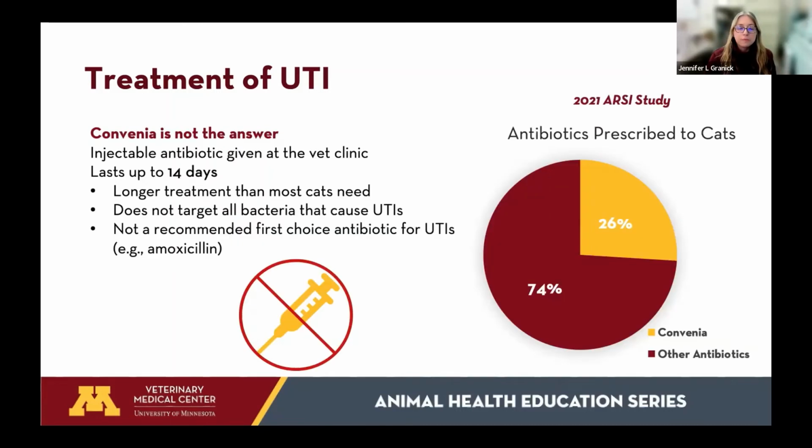It can be hard to get antibiotics in cats, but we can use liquids and flavored medications that make it a lot easier. Many of you may have had a cat that has been treated with an injectable antibiotic, so a shot, called Convenia, and this drug lasts for 14 days, and so it can effectively treat infections without ever having to give a pill to a cat, which seems really great, but there's problems with that.